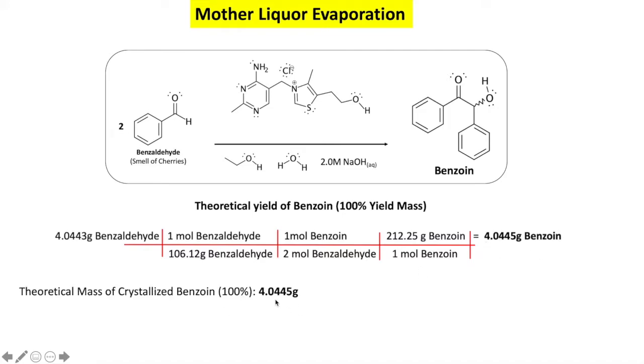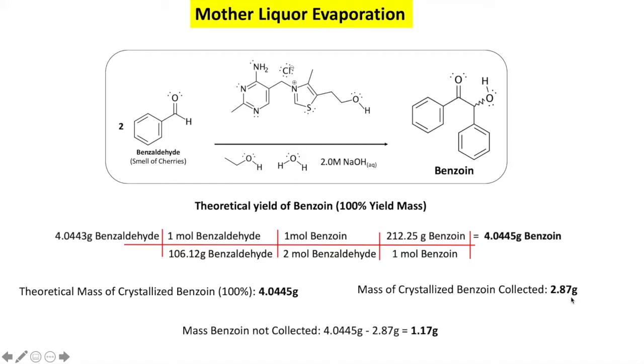There it is again, the theoretical yield. And then when we crystallized our benzoin, we didn't collect that much. We got 2.87 grams. So instead of getting the 100% yield of a little over 4 grams, we got 2.87 grams. So we actually missed out on 1.17 grams of the possible product. So let's talk about where that might be.